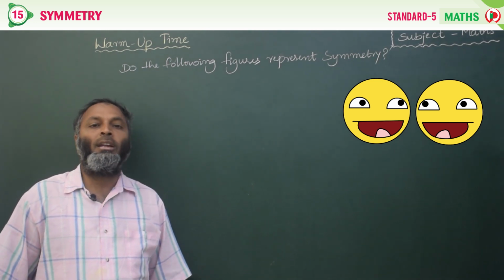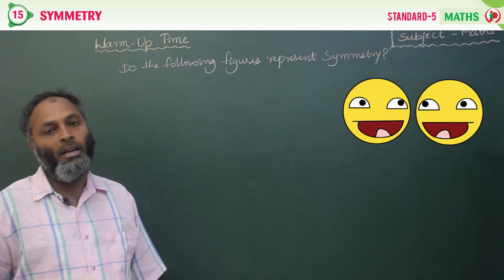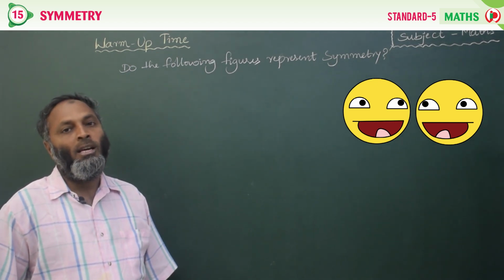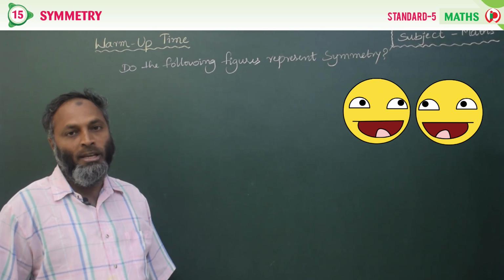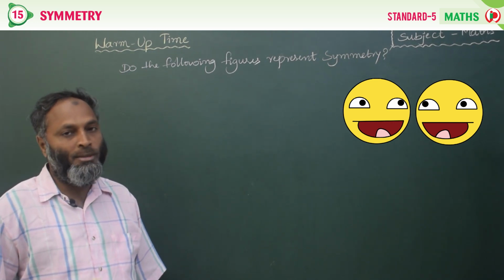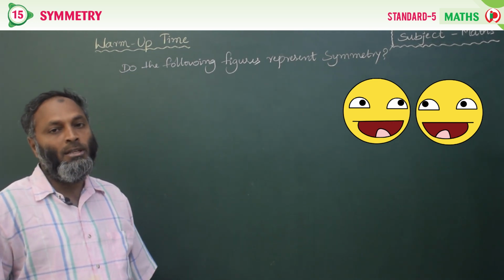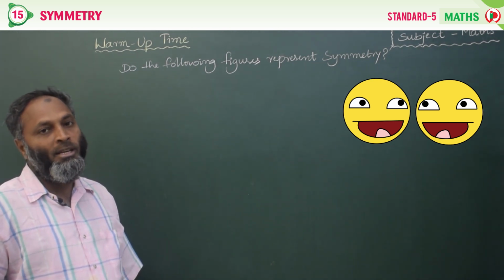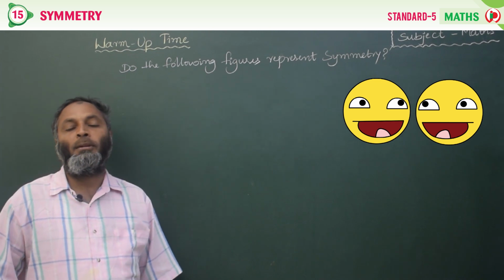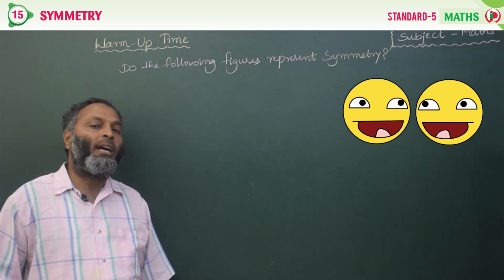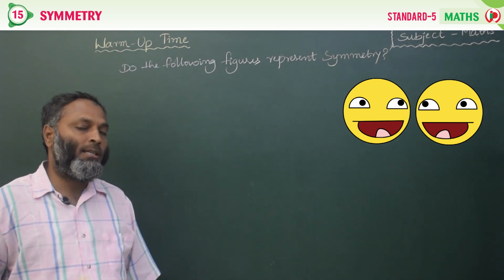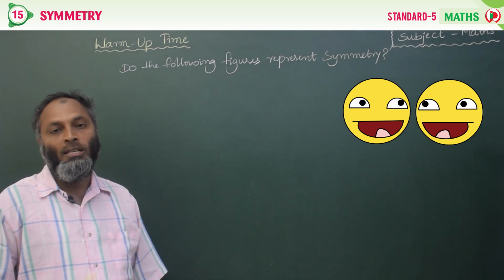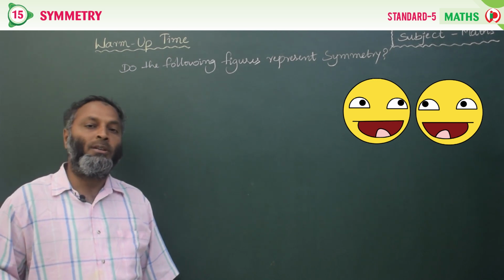Symmetry means if any objects or shapes have the same size and shape, they are called symmetrical shapes. The basic thing we need in symmetry is that the objects should have the same shape and size. Then we can say that they are symmetrical objects.